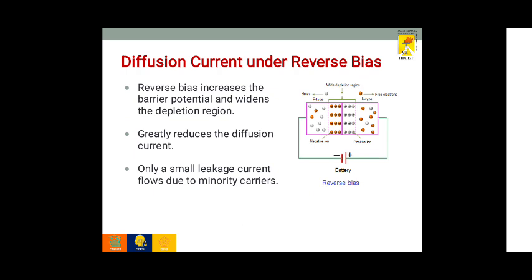Diffusion current under reverse bias. In reverse bias, as we well know, the P side is negative and the N side is positive. The diffusion current increases in forward bias, but here the diffusion current is reduced as the potential barrier increases, hindering the movement of majority carriers. Only a small leakage current flows due to the minority carriers. This gently reduces the diffusion current in reverse bias operation.